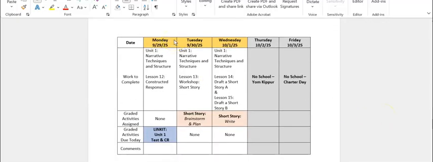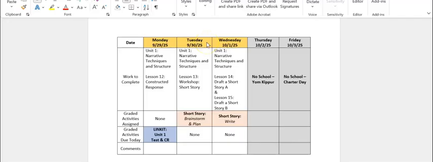Monday the 29th, we will finish our Unit 1 Lesson 12 for the constructed response, and we'll finish that Linkit assignment, Unit 1 Test and CR. The Unit 1 Test and CR in Linkit is due on Monday, September 29th.